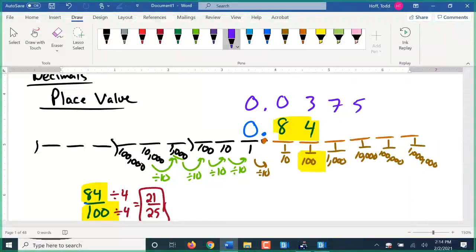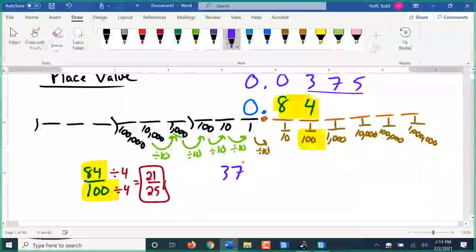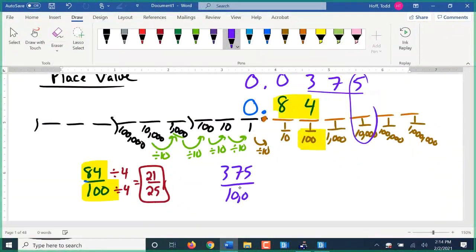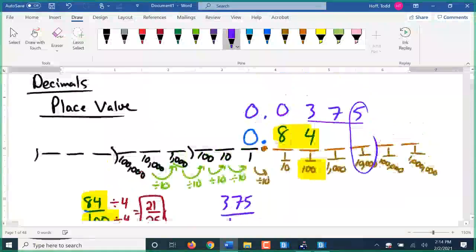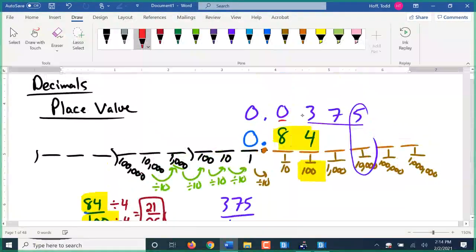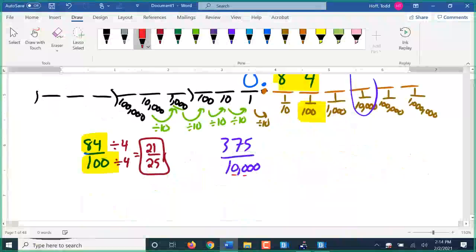0.0375. So that is 375. The place value of that last digit is 10,000ths. Now, a little way to double check this is the number of decimal places. We have 1, 2, 3, 4. That better be the number of zeros in our denominator, and it does match up.